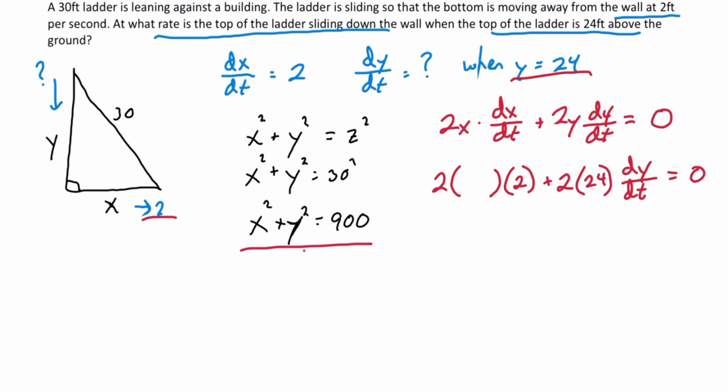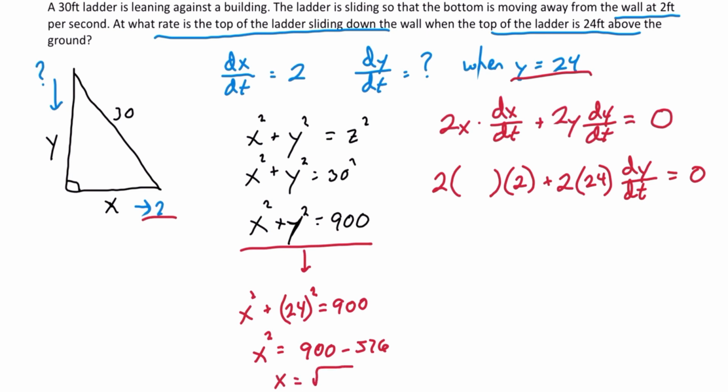Using the equation from earlier, the Pythagorean theorem, we know that y is 24 and z squared is 900, so we can now find x squared. X squared is equal to 900 minus 24 squared. 24 squared is 576, so x is equal to the square root of 324, which we know to be 18.